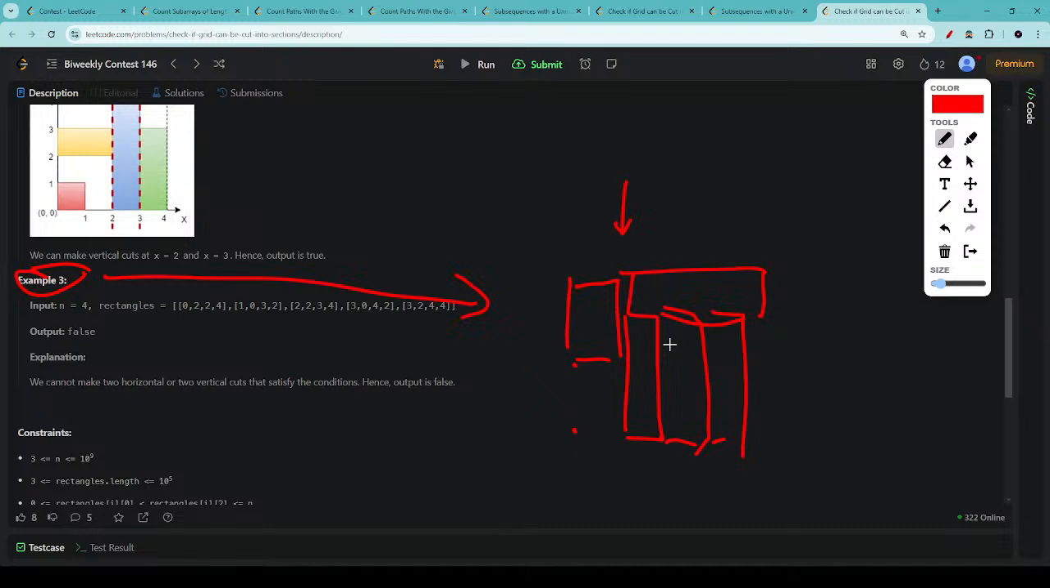So that's the basic idea. You want to see if you can make 2 cuts either horizontally or vertically, such that you divide the rectangles without slicing through any rectangle.